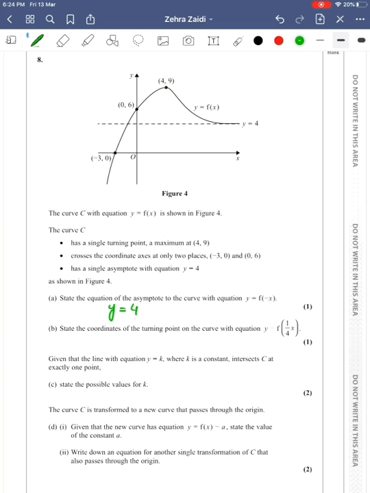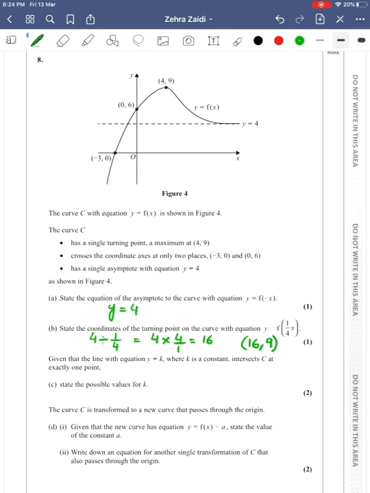The x coordinate of the turning point is 4. If it is divided by 1/4, this is in fact 4 times 4/1, which is 16. So the coordinates of the turning point, the x coordinate will be 16 and the y coordinate will remain unchanged.